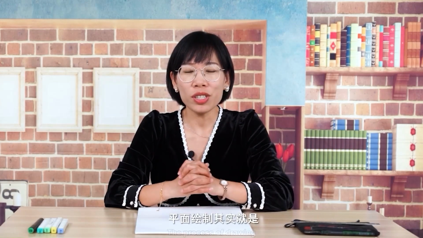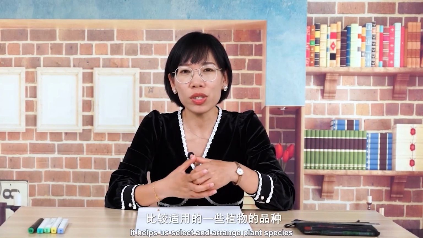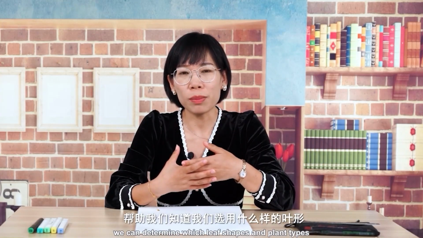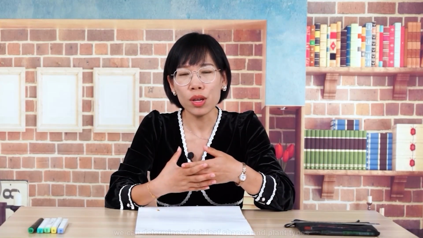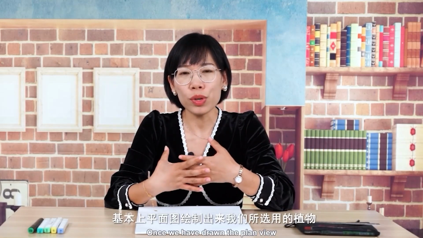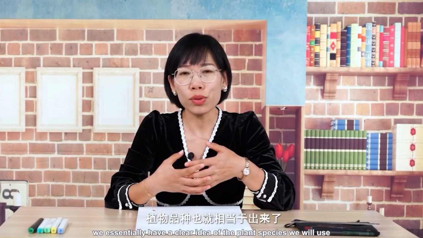The process of drawing a plan view is essentially a part of our design thinking. It helps us select and arrange plant species that are appropriate for the current time of year. With this process, we can determine which leaf shapes and plant types will ultimately create the desired landscape effect. Once we have drawn the plan view, we essentially have a clear idea of the plant species we will use.